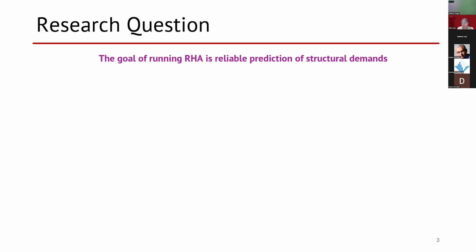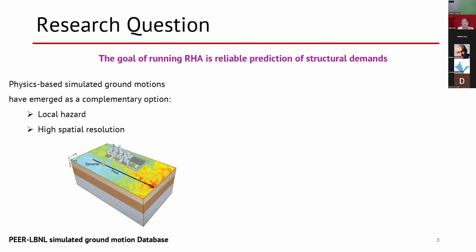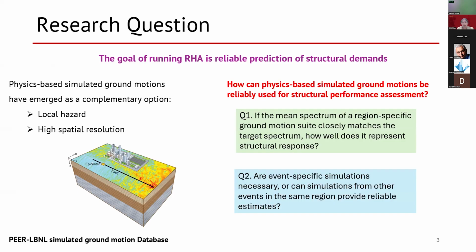So this is where SGMD comes in handy. It does give us realistic motions. We have been hearing about it. It captures the local hazard scenario, and it also provides high spatial resolution, giving us a chance to do site-specific ground motion generation that captures the site geology. So can we use it instead of the generalized ground motions and get a realistic structural performance assessment? That's the broad question here.